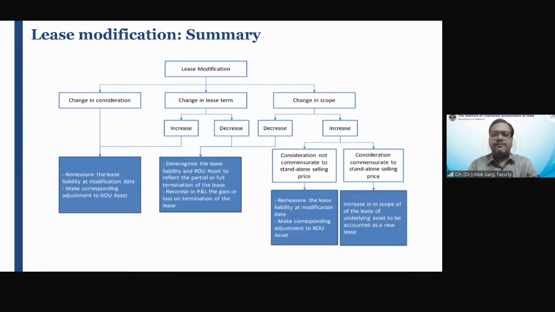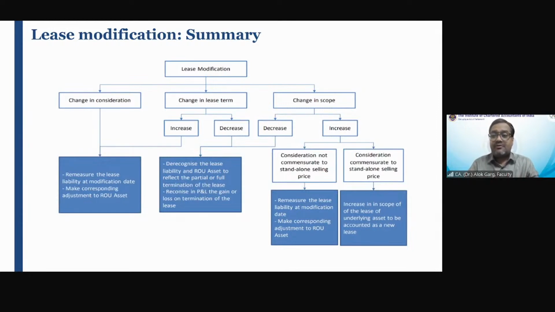Number two, so this we talked about the change in the scope, right? When the scope is increasing, and the increase is in line with the market rental, it is a new contract. The scope is increasing, but the increase is not in line with the market rental. It means it is negotiated as a single contract. So it is a change in the existing contract.